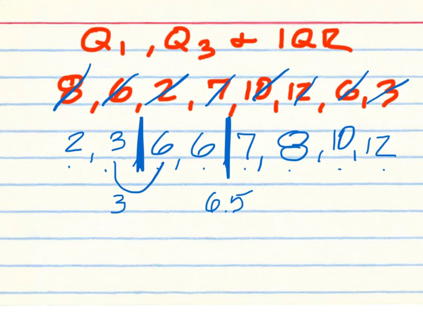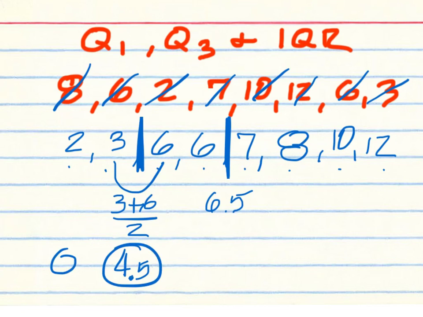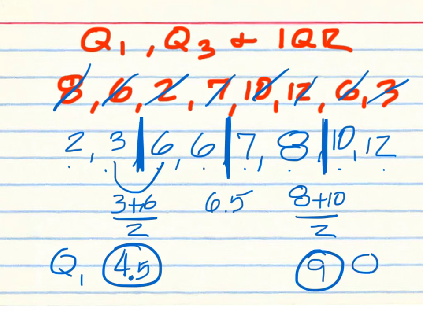The median between these two numbers, 3 plus 6 divided by 2, would be 4.5. That is Q1. On the right side, there's the midway point. 8 plus 10 divided by 2 is 9. That's Q3. Now the interquartile range is the difference between Q3 and Q1. So that would give you an IQR of 4.5.